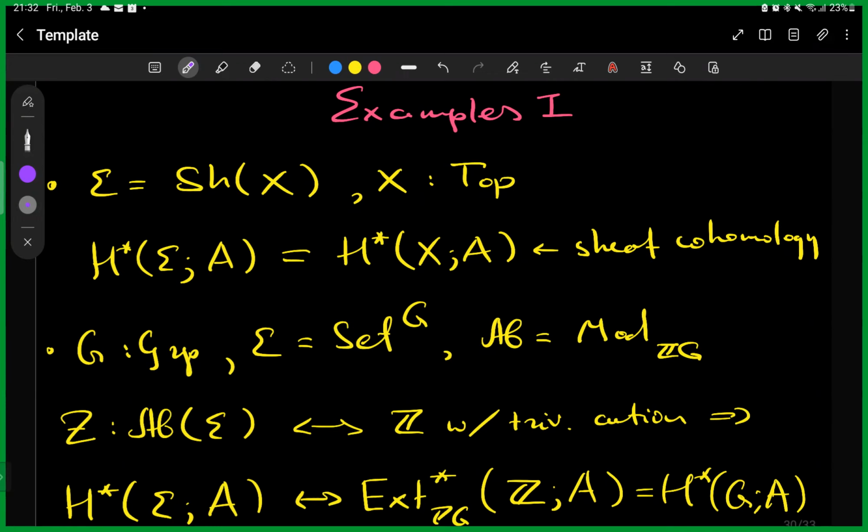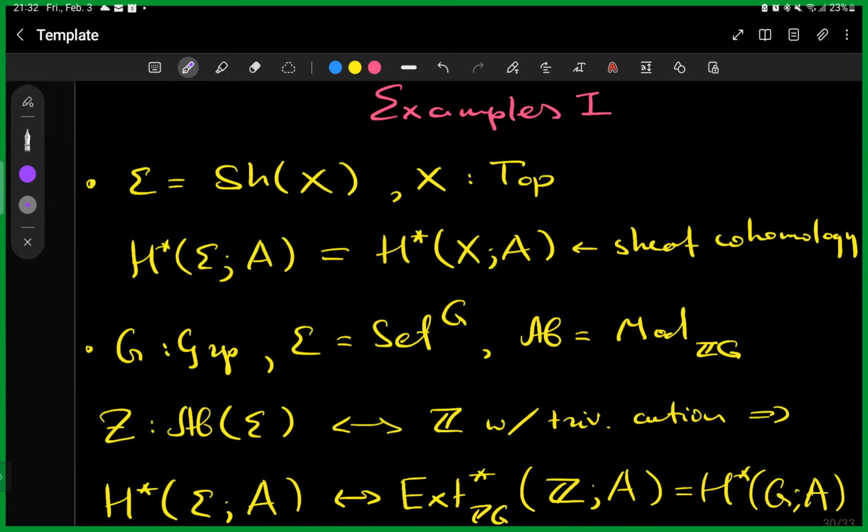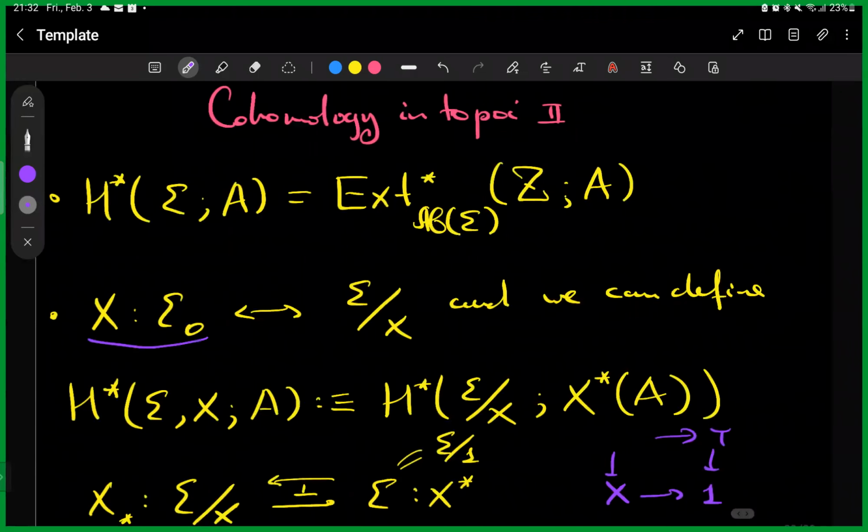Sorry, could you move to the previous slide? Yeah. And here the functor X sub star means the forgetful functor, yeah? And the other one is a what? Is a pullback. Okay, thank you.